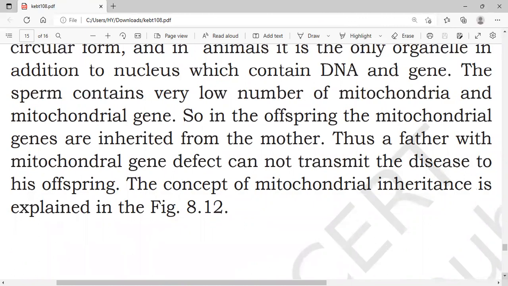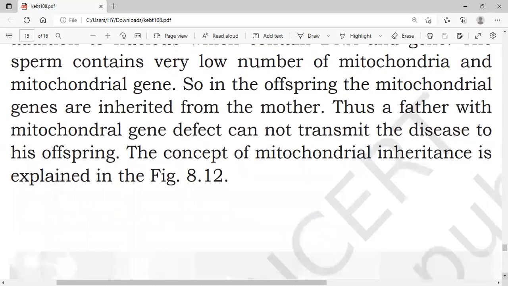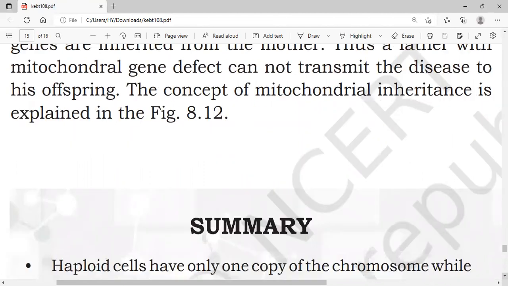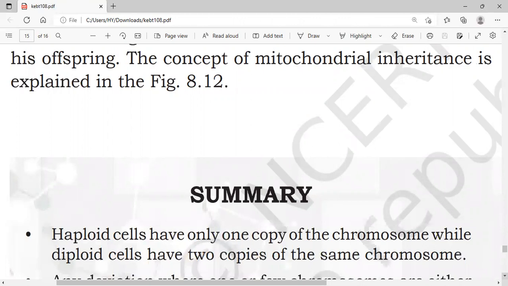And the sperm contain very low number of mitochondria and mitochondrial genes. So in the offspring, the mitochondrial genes are inherited from the mother. Mitochondrial genes तो mother से ही आती हैं क्योंकि sperm में कम नंबर के mitochondria होते हैं. Thus, a father with mitochondrial gene defect cannot transmit the disease to offspring. The concept of mitochondrial inheritance is explained in Figure 8.12.